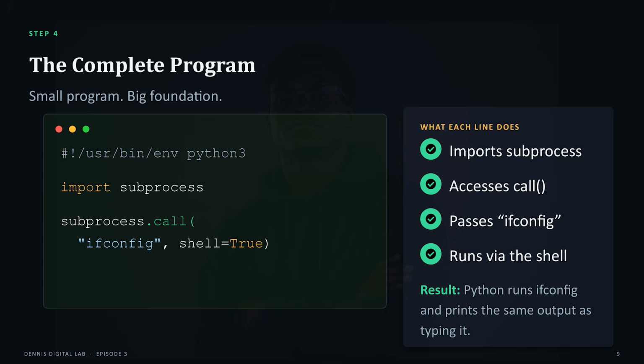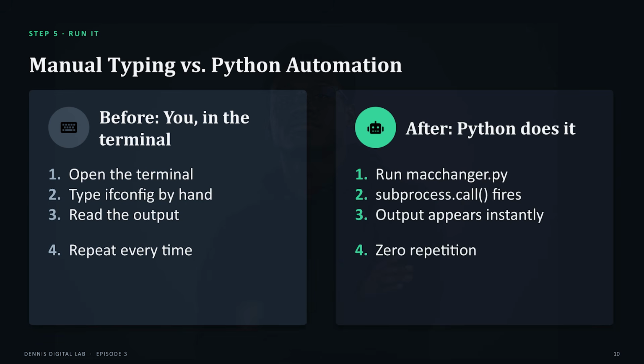Okay, so in the next slides, the manual versus Python automation. Let's compare what we were doing before with what we are doing now. Before, we had to open the terminal, then type ifconfig ourselves and press enter, read the output, and if we needed to do it again, we repeated the entire process. Now look at what happened with Python. We simply ran macchanger.py, our Python program called subprocess.call, subprocess executes ifconfig, and then the output appears. No need for us to manually type the command every single time.